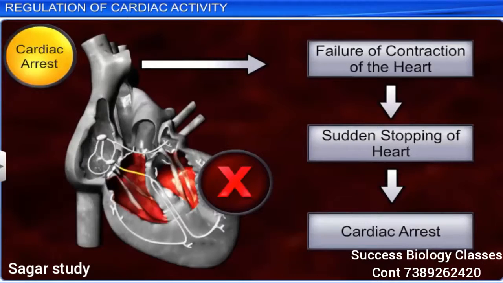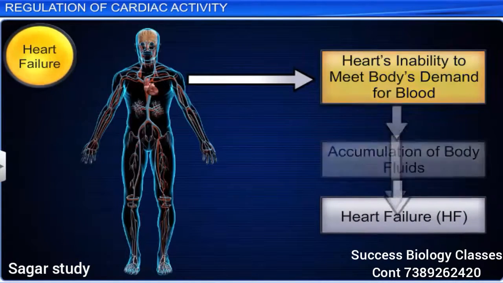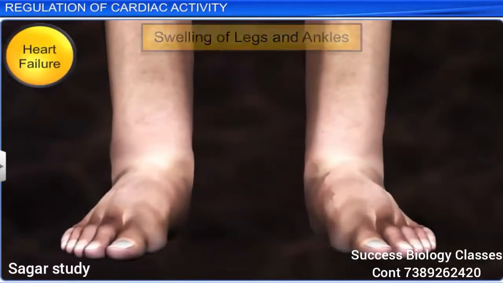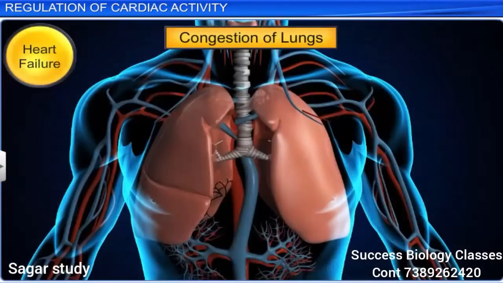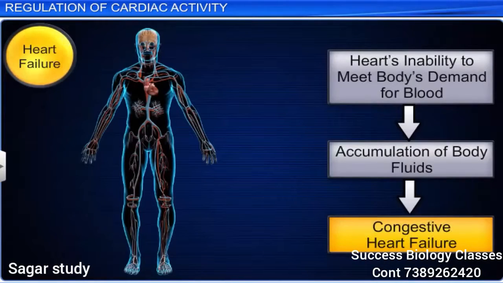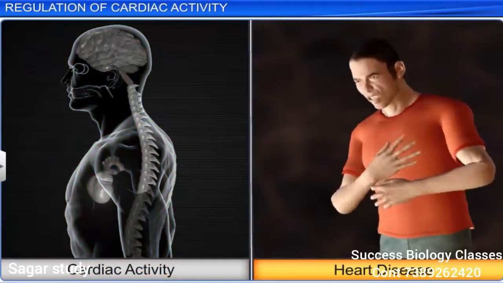On the other hand, cardiac arrest is the sudden stopping of the pumping of the heart due to failure of the contraction of the heart. In contrast to cardiac arrest, heart failure or HF is caused due to the inability of the heart to pump enough blood to meet the body's demands. This can result in the accumulation of body fluids, often leading to swelling of the legs and ankles, and also congestion of the lungs. Hence it is called congestive heart failure. Thus, cardiac activity is well regulated, and any deviation from normal activity may lead to heart diseases.